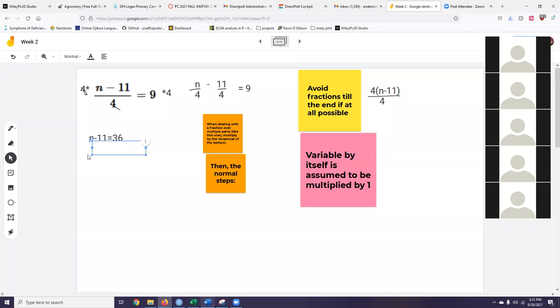So then we add 11 to both sides. So n would be equal to 47. And then you can check it again. 47 minus 11 is 36. 36 divided by 4 is 9.